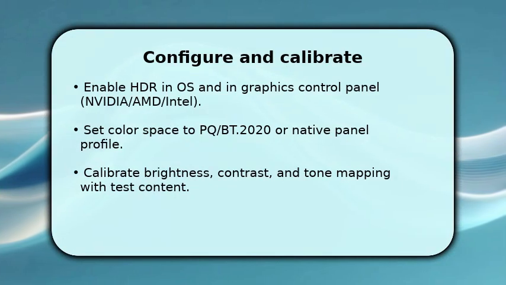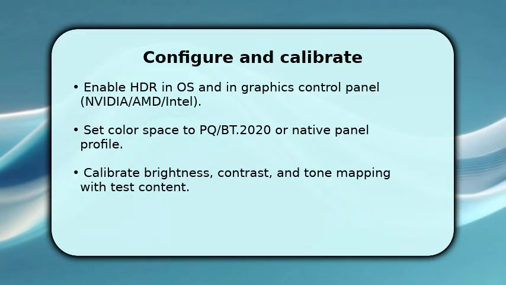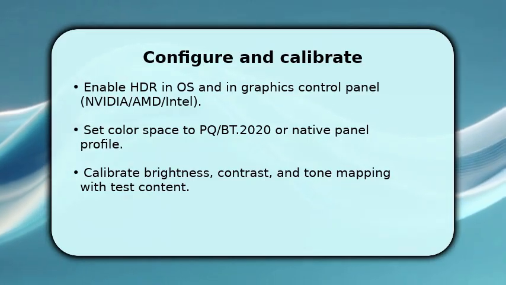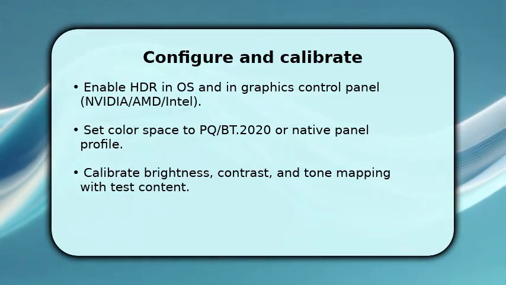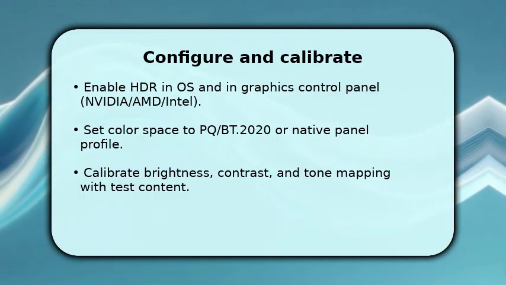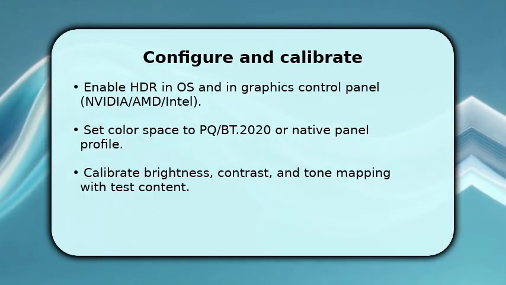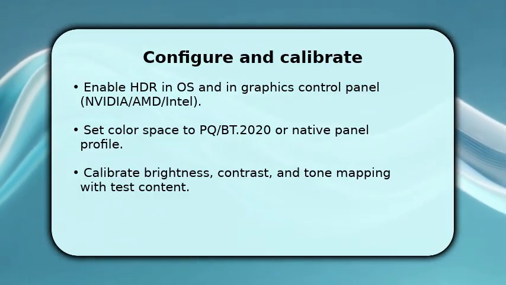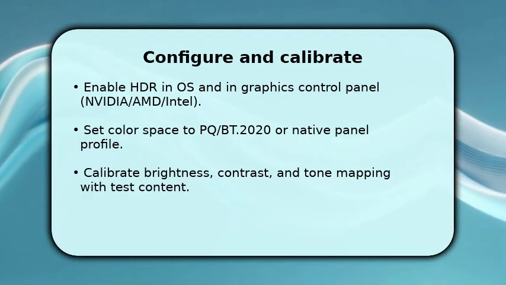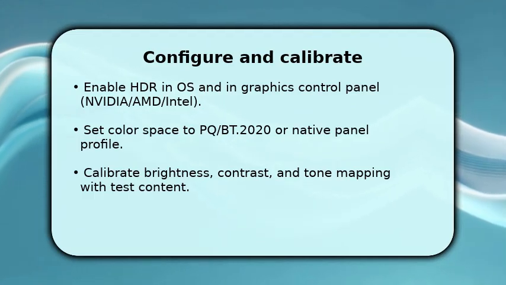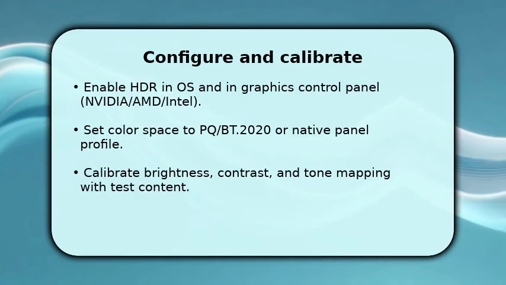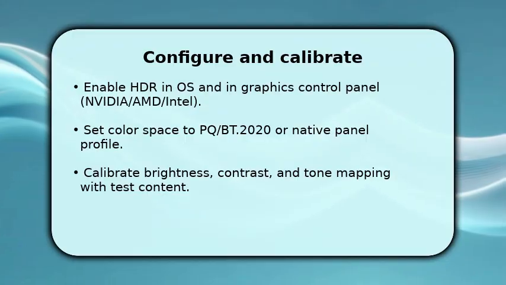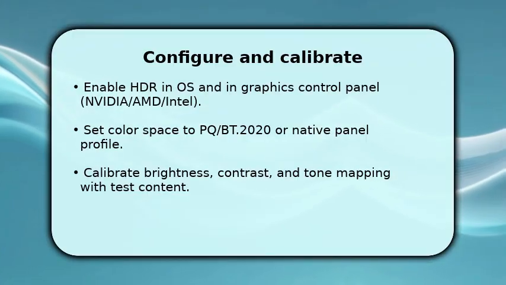Now you'll configure and calibrate. Open your GPU control panel to confirm HDR mode and select the correct color space, preferring PQ or BT.2020 if available. This affects luminance mapping and colors. Use a calibration tool or test video to adjust peak brightness and contrast so highlights don't clip and shadow detail remains. Once you see balanced highlights and natural midtones, lock the profile and save settings.